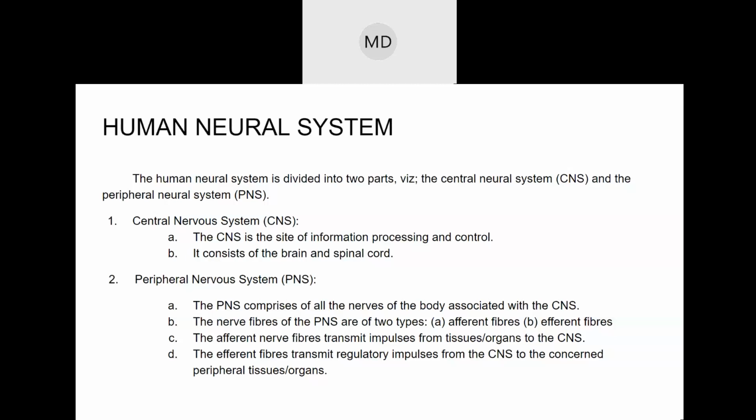So these are the two types, afferent and efferent. These types are distinguished on the basis of their function. This differentiation is based on their function. The afferent nerve fibers transmit signals. Or, before that, what is the function of the nerve fibers in a body?